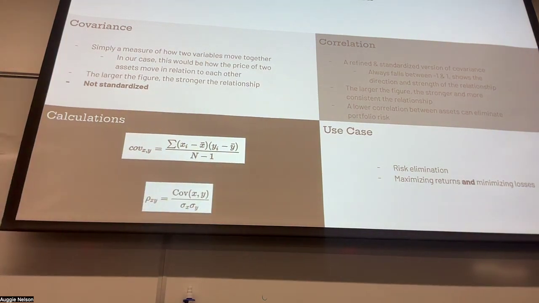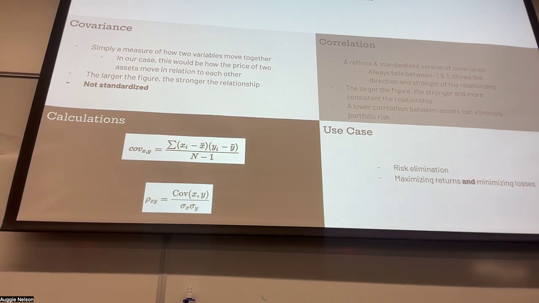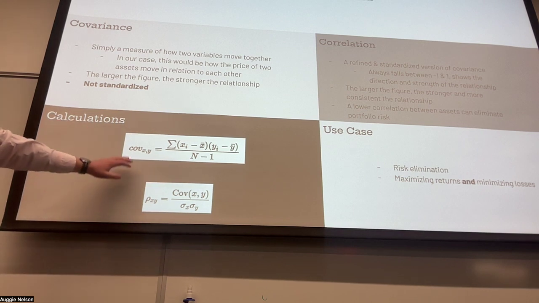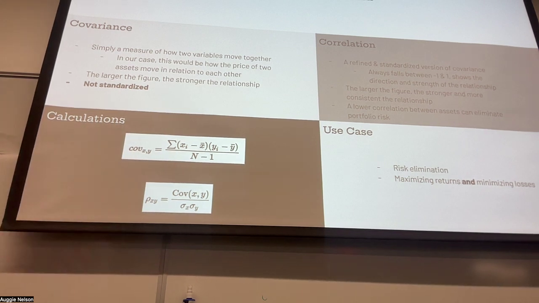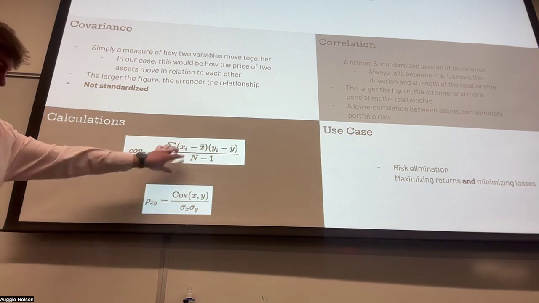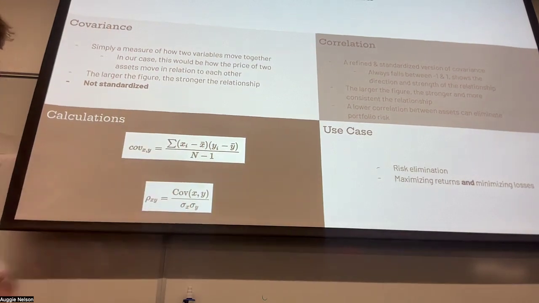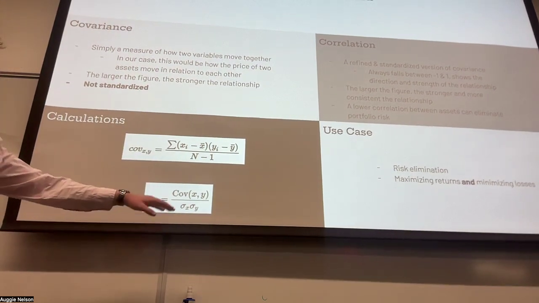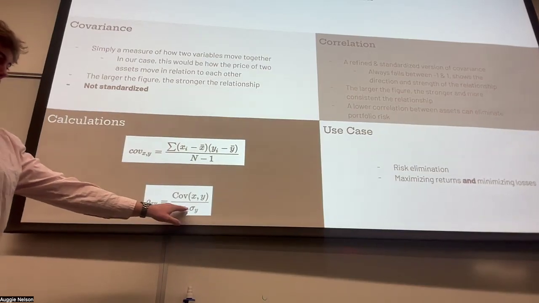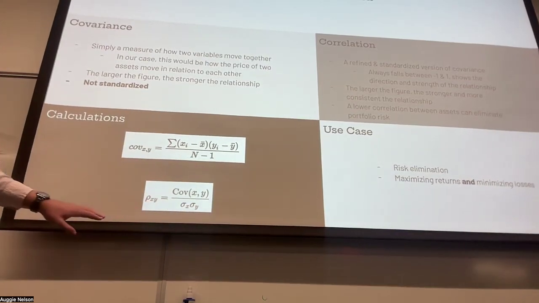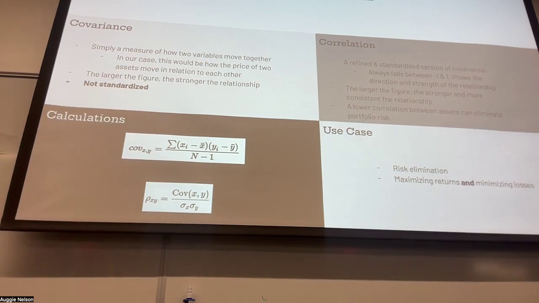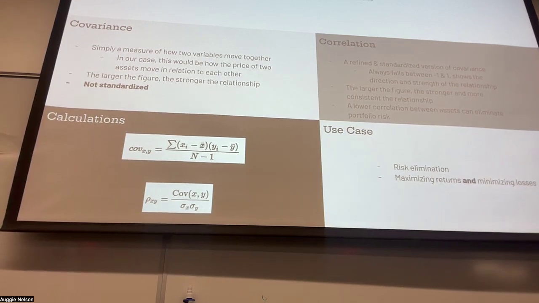n-1, I believe that's because we're using a sample. You can do n if you're using a population, or I might have those flipped, but it's okay. And then once you have your covariance, you can go on to calculate your correlation, which is just this figure here as the numerator, the covariance of x and y, divided by the standard deviation of asset x times the standard deviation of asset y. That was a lot. Does that make sense? Okay, cool.